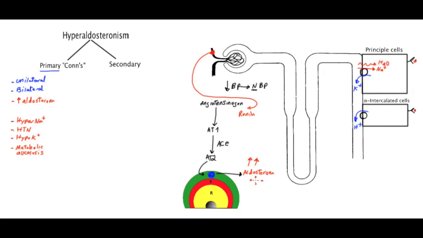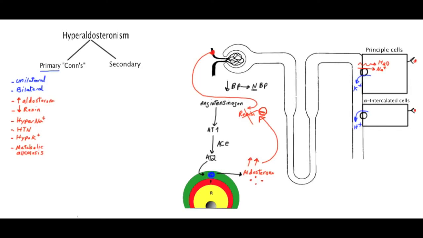Now what's really important here that we should understand is that since this is due to a tumor, and it's a primary tumor, the increase of aldosterone is going to have a negative feedback on production of renin. So we're going to be inhibiting renin. So in the case of a primary hyperaldosteronism, aldosterone is going to be high, but renin is going to be low.